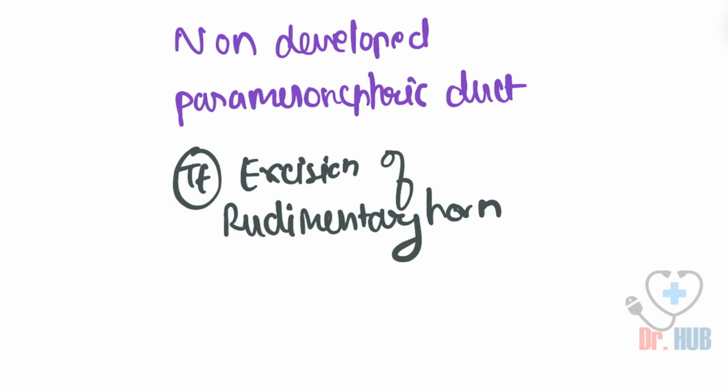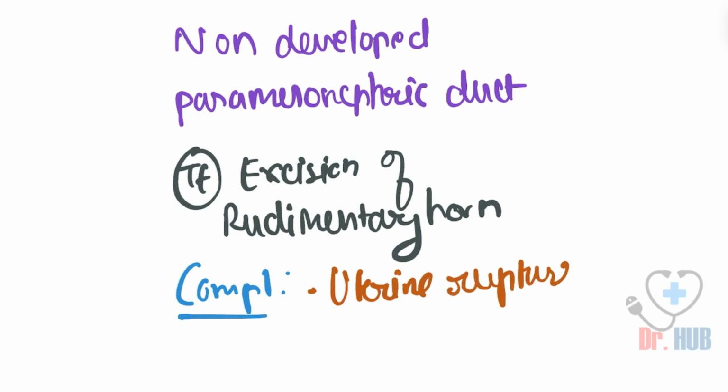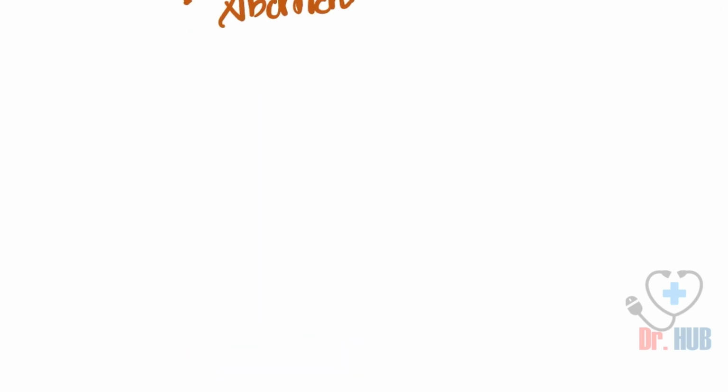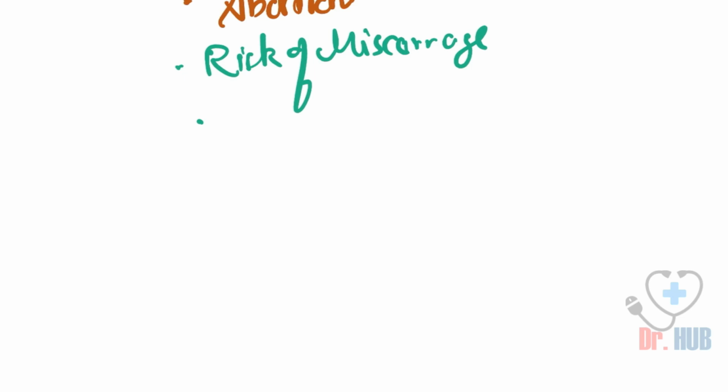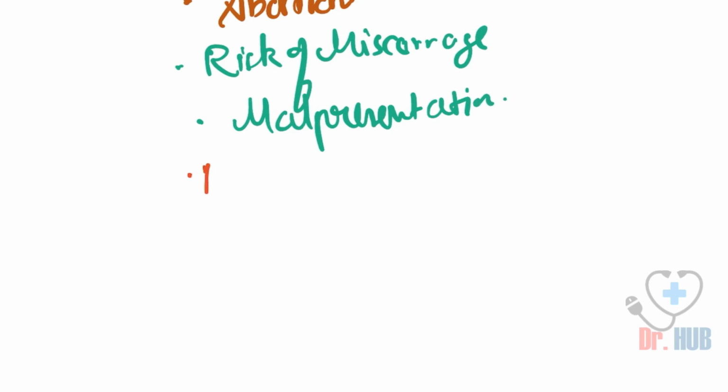Now, what are the complications of this? Complications of the unicornuate uterus are uterine rupture, then abortions, and after abortions there is also the risk of miscarriages. There is also malpresentation. Then we also have preterm delivery.